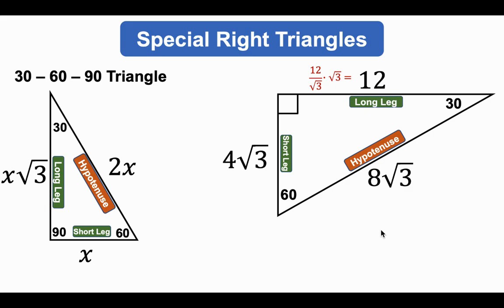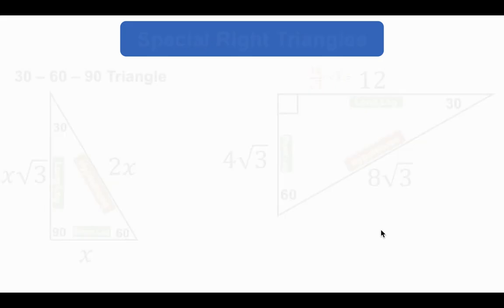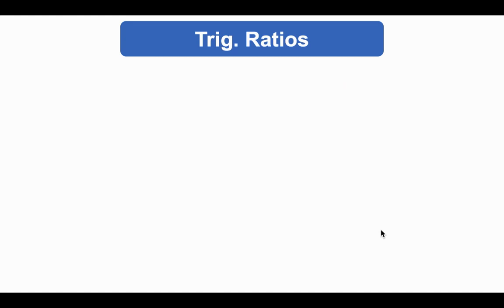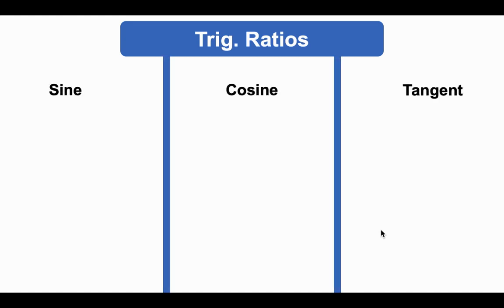All right, and that's it for special right triangles. So that's basically how you're going to use those. Next topic we are going into is going to be trig ratios. So trig ratios, if you remember when you went over this in geometry, it's sine, cosine, and tangent are your main 3 trig ratios.